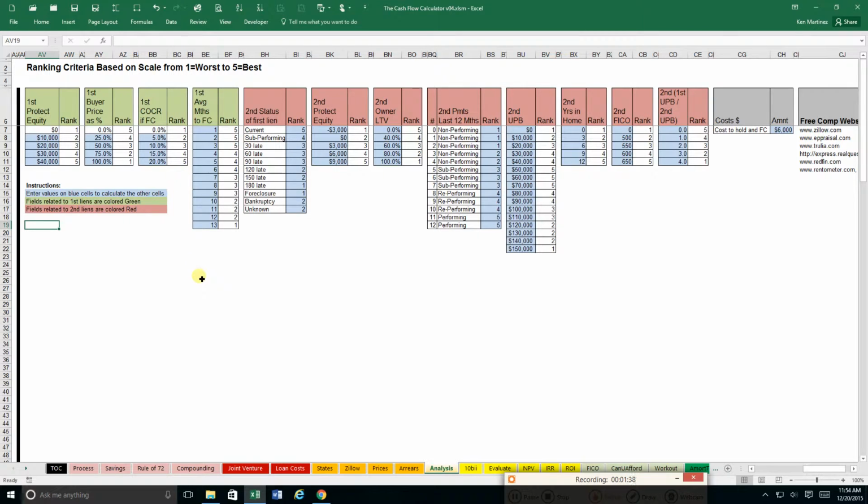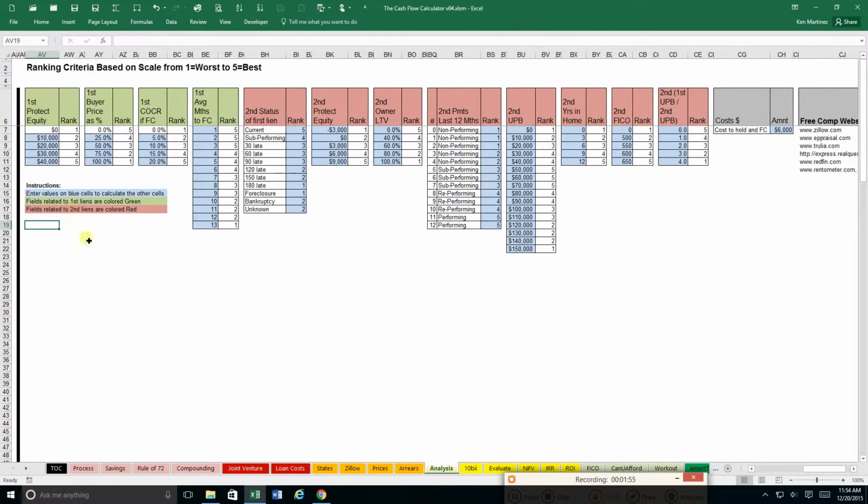In order to properly analyze a pool of loans, you're going to need a scoring system. So I've just used a basic 1 to 5, with 1 being the worst and 5 being the best. And I've given you these categories, and let me explain what they are.